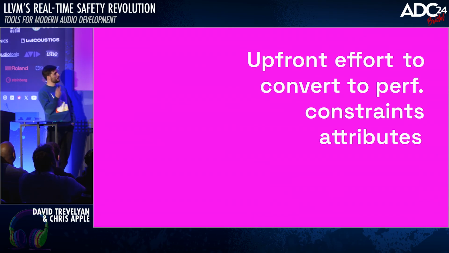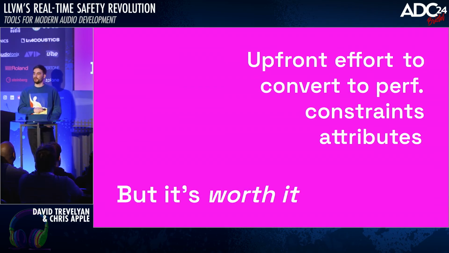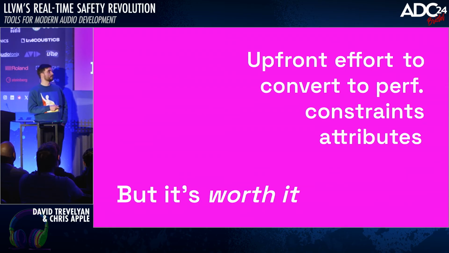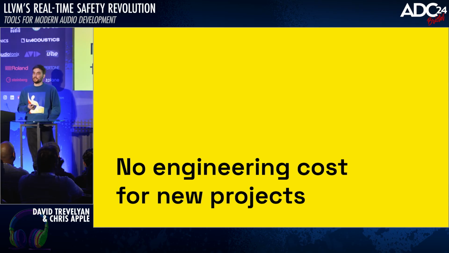So while there is some upfront effort to converting an existing code base to using these new attributes, we want to say that we think it is absolutely 100% worth it. We would love to see a future where these attributes form a really key part of real-time interfaces. Maybe even they might get standardized one day. That would be fantastic. And yes, of course, any new project that you have, there's no cost whatsoever. You can start using these attributes right away.